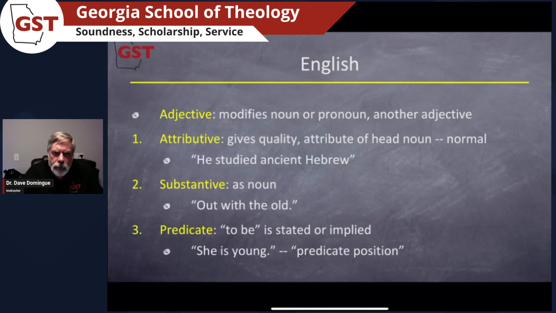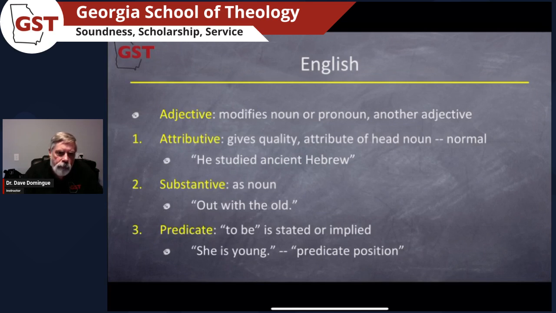for example, he studied ancient Hebrew. Well, he would be our subject, studied our verb, past tense. Ancient, of course, would now be the adjective, and he studied ancient Hebrew. It gives us information about what he studied. He studied Hebrew. Well, he didn't study modern Hebrew. He studied ancient Hebrew. So it gives us some qualifying information, attributes something about the noun it's modifying, Hebrew, and then the fact that it's ancient. So it's pretty straightforward. I don't think you really struggle with that.